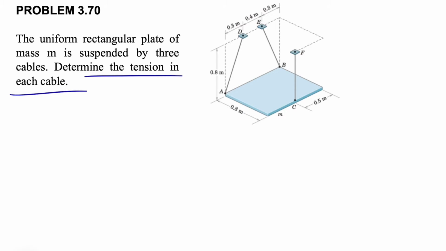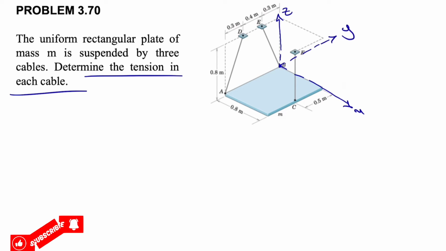If you put that origin at point B, let's consider this as the positive side for Y. This will be our X, and we'll consider this as our Z. For doing this, first of all, we need to find each tension in the cables in a unit vector form. And let's see what we have.